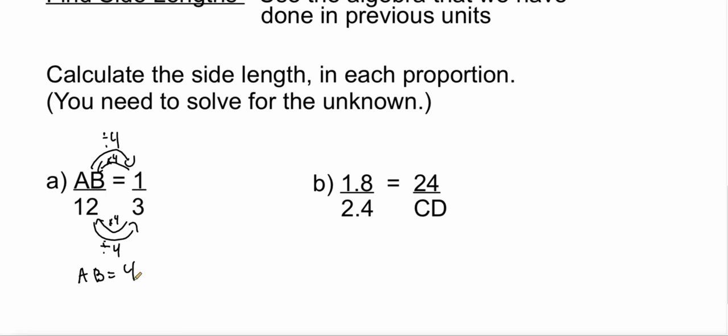Or like I said before, we could isolate for AB, and it says divide by 12, so we do the opposite, multiply by 12. So I go 1 over 3 times 12.